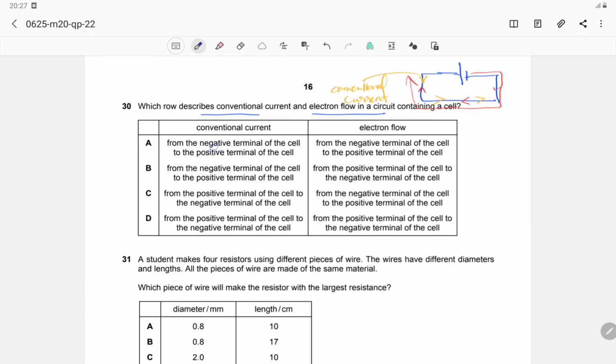So in the first option it says the conventional current is from the negative terminal of the cell. That is wrong. Option B is also saying conventional current from the negative terminal of the cell. Again wrong. Option C: conventional current is from the positive terminal of the cell to the negative terminal of the cell. That is correct. And the electron flow is from the negative terminal of the cell to the positive terminal of the cell. So option C is correct.